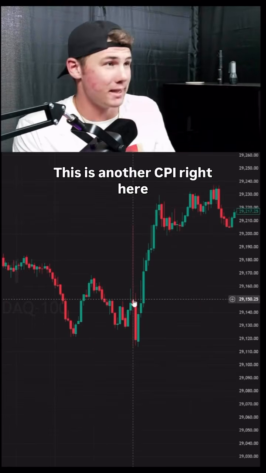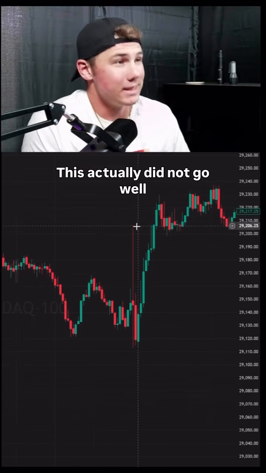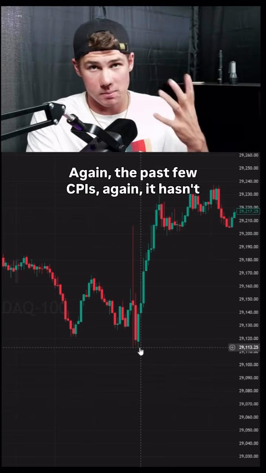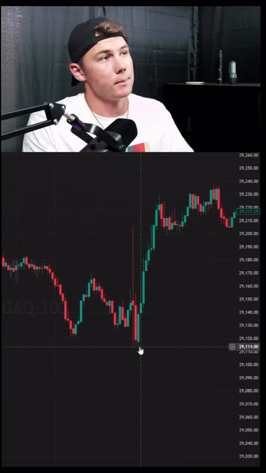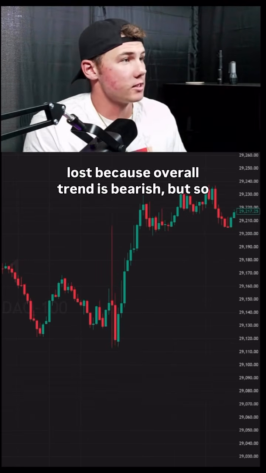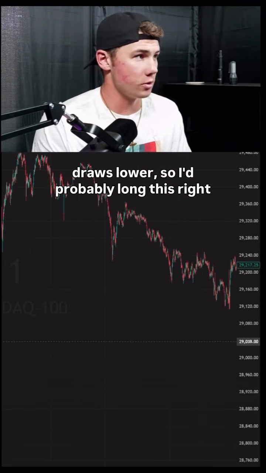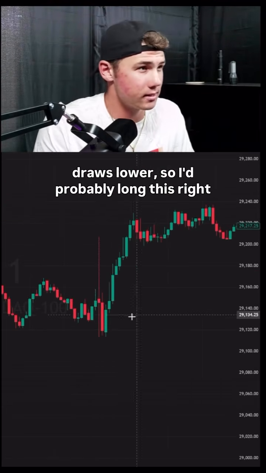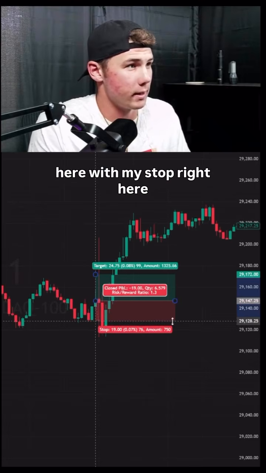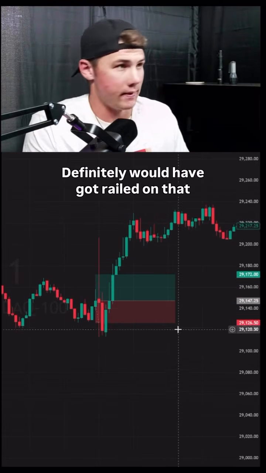This is another CPI right here. This actually did not go well. Again, the past few CPIs, it hasn't been great, right? In this scenario, you probably would have lost because overall trend is bearish, but there are so many draws to the upside and no good draws lower. So I'd probably long this right here with my stop right here. Definitely would have got railed on that.